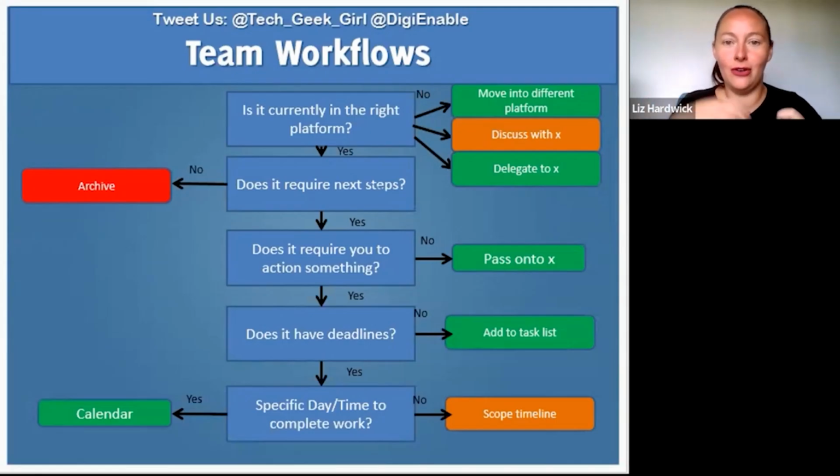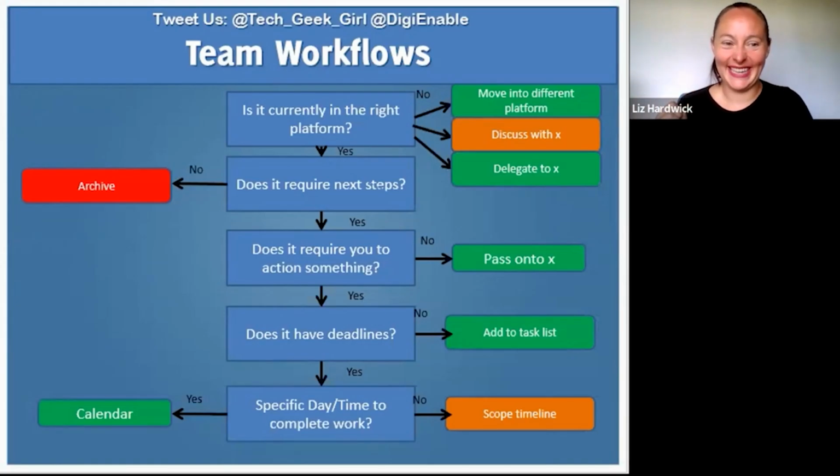Yes, pass it on. Does it need a bit of data added to it? Does it have deadlines? And does it have a specific time to complete the work? Is it scoping a timetable? Is it a calendar? So just thinking about what that new item on the to-do list might be might help your teams decide what sort of systems you work with. And that's a nod to the Getting Things Done method as well.